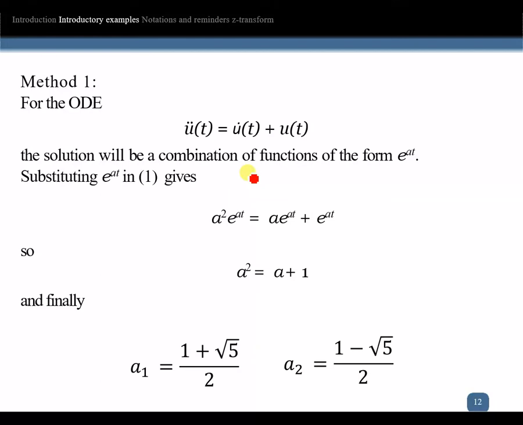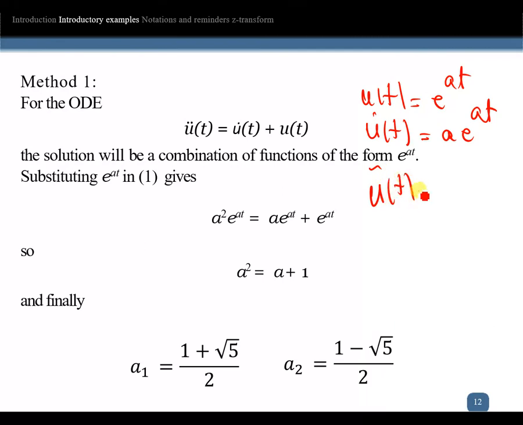If I substitute my equation, that means u(t) is equal to e^(at), and u dot t will become a e^(at), and u double dot t will become a² e^(at). And I substitute in these equations. You will see a² e^(at) is equal to a e^(at) plus e^(at). We will cancel the e^(at), and you have a² is equal to a plus 1.